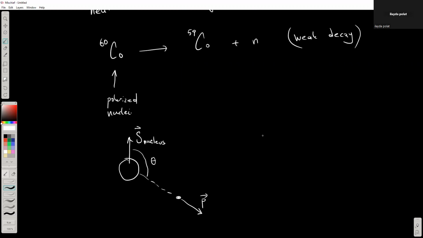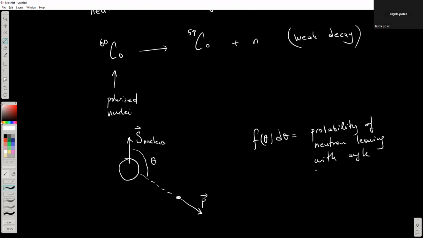So let's say it like this. Let's say f(theta) d theta is the probability of a neutron leaving with an angle between theta and theta plus d theta, right? So f(theta) is some kind of a probability distribution for the decay here.